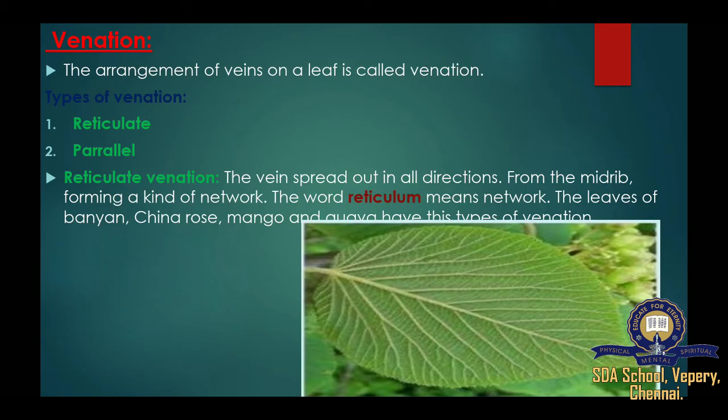The next one, venation. The arrangement of veins in a leaf is called venation. There are two main types of venation. The first one, reticulate venation, and the second one, parallel venation. Reticulate venation is when the veins spread out in all directions from the midrib, forming a kind of network. The word reticulum means network. The leaves of banyan, China rose, mango, and guava have these types of venation.